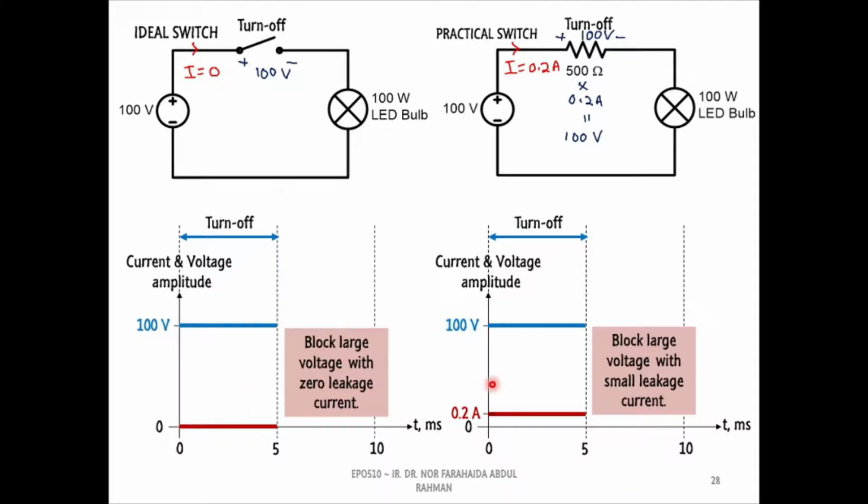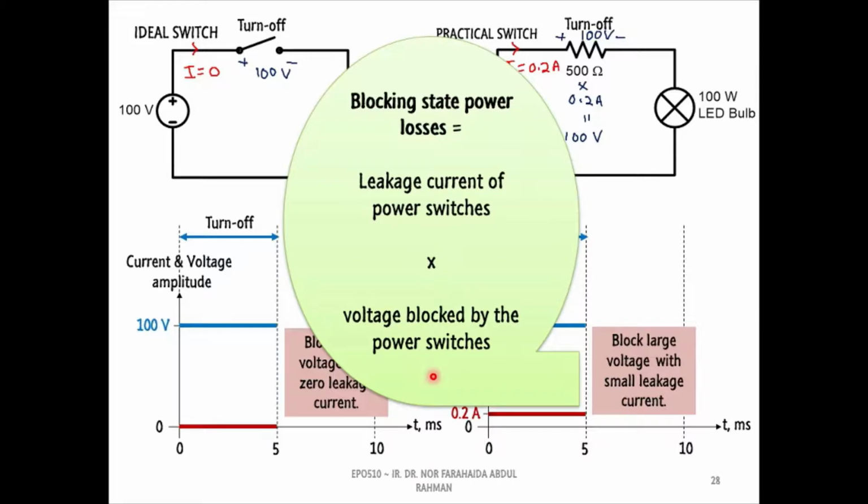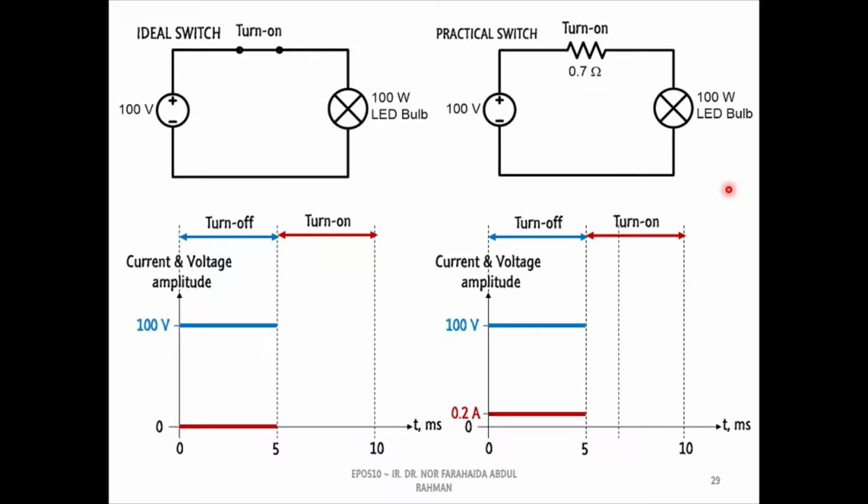Additionally, the product of current and voltage of the practical power switch will cause the device to generate power loss during the off state. This power loss is called the blocking state power loss. Next, let's see the equivalent circuit of the power switch during the on state.